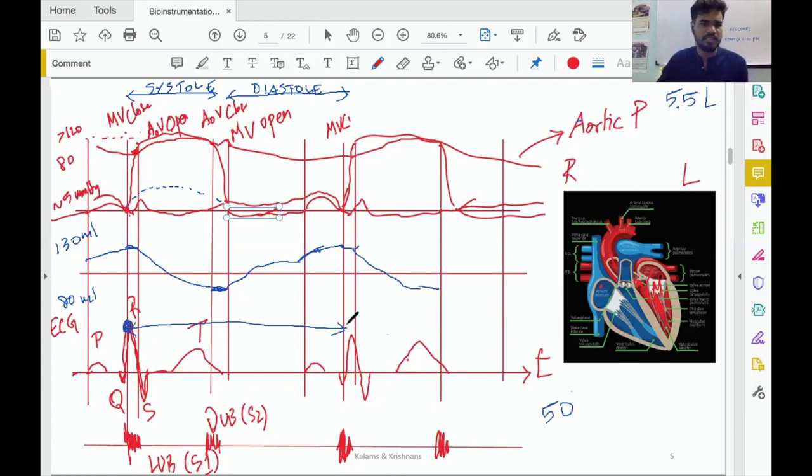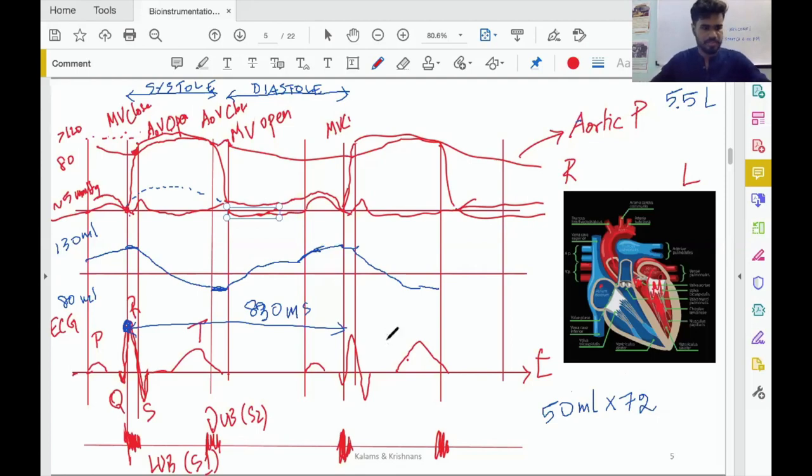This RR distance, if you look at 72 beats per minute, a normal heart rate, will come close to 830 milliseconds. This is the distance between R and R peaks. So in one beat, it pumps 50 ml. So in a minute, there are 72 beats, right? So how much is this? 3600 milliliters. Okay.